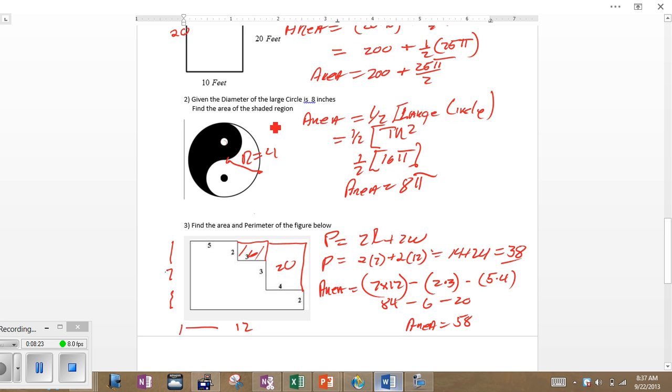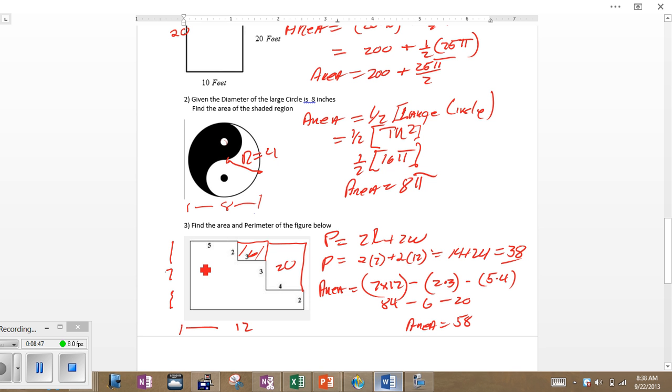The circle has a diameter of 8 inches, which means that the radius is 4. Pi r squared is the area of the circle. 16 pi, but we only want half, so we want 8 pi. Okay, number 3, exact problem from the worksheet.